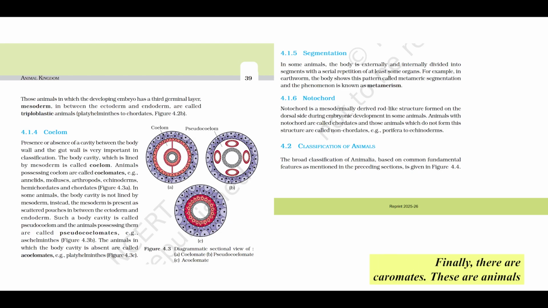Finally, there are acoelomates. These are animals in which the body cavity is completely absent. Their body is essentially solid between the outer wall and the gut. There's no internal fluid-filled space there. Platyhelminthes, the flatworms, fall into this category. So no cavity at all. Flatworms are flat for a reason, maybe helps with diffusion. Precisely. Their flattened body shape helps in nutrient and waste diffusion in the absence of a body cavity and circulatory system.